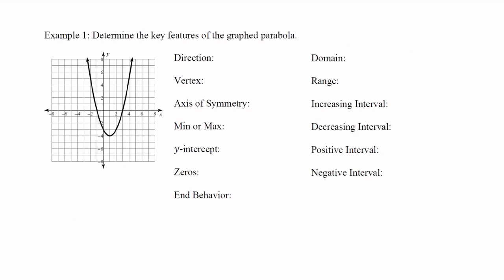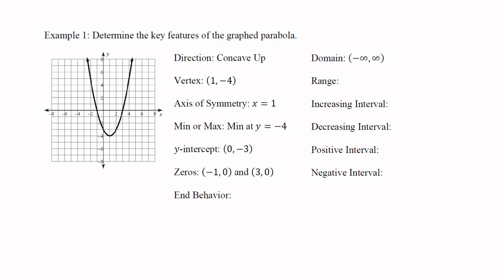Let's determine the key features of this graph parabola. So the direction, since it's pointing upward, is concave up. Our vertex is located at the point (1, -4). The axis of symmetry is along the line x equals 1. We do have a minimum at y equals -4. Now, make these two connections. The x value of the vertex is your axis of symmetry. The value of your max or min is the y value in your vertex. The y-intercept is located at (0, -3). Our zeros, or x-intercepts, are located at (-1, 0) and (3, 0). So there are two of them.